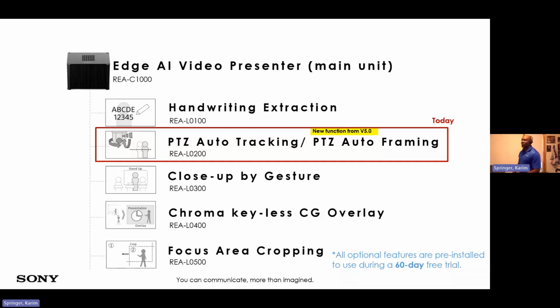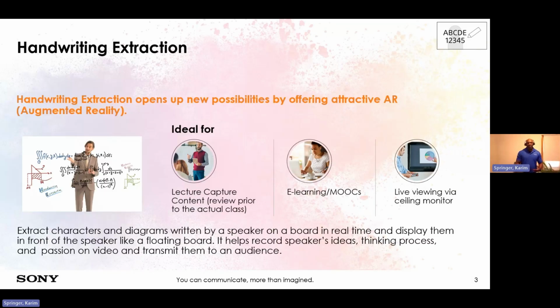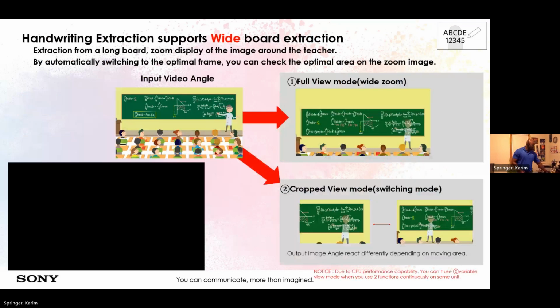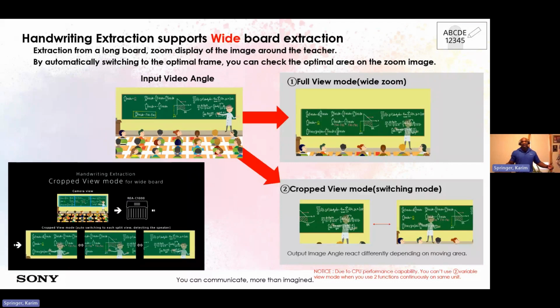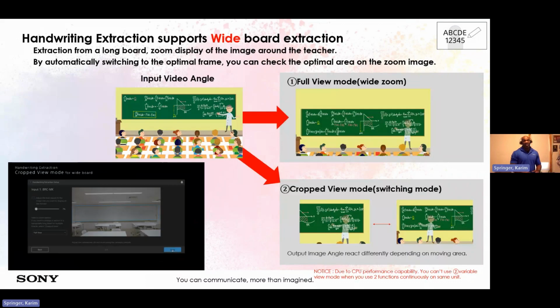Starting off with handwriting extraction, it has an AI built into the Edge Analytics box, utilizing augmented reality, extracting anything that's being written on a whiteboard or blackboard, and now it's able to create an overlay image. You'll notice that you have the ability of utilizing multiple whiteboards. It could be a wide board, but it also has the ability of handling vertical whiteboards and blackboards as well.